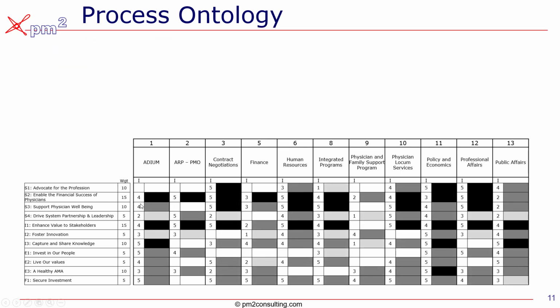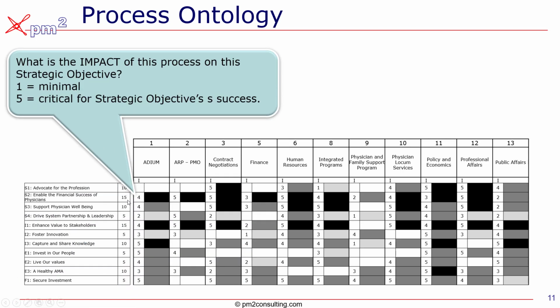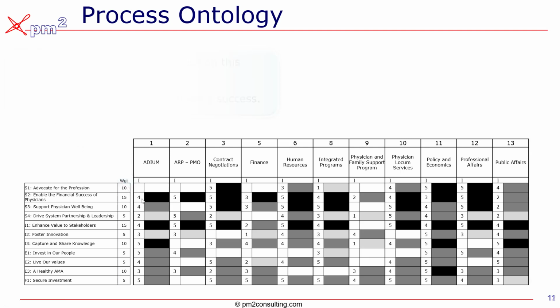So again, this is random numbers I plunked in the spreadsheet, but I suggested that this process has an impact of 4 out of 5 on this objective. So 5 means it's critical, 1 means minimal, blank, of course, means none. In this case, I gave it a score of 4. And the way the sheet works is we basically just multiply the impact by the weighting. So this cell has a value of 60 strategy points and is black. This one has only 40 strategy points, so it's dark gray. And this one has only 10, so it's light gray.